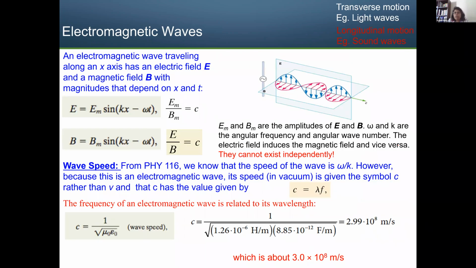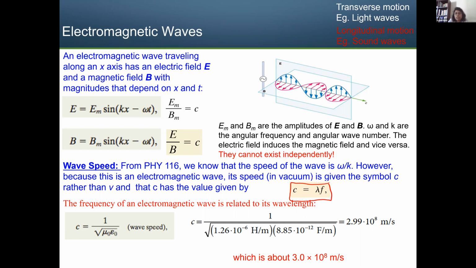And electromagnetic waves are sinusoidal waves, as you can see in the drawing, right? So now they have a constant k, and they have omega, the angular frequency, and those things, as you discussed in your physics 116. But the important thing here is that the speed of light is equal to wavelength times frequency. You discussed velocity equals wavelength times frequency, but here it is the speed of light.